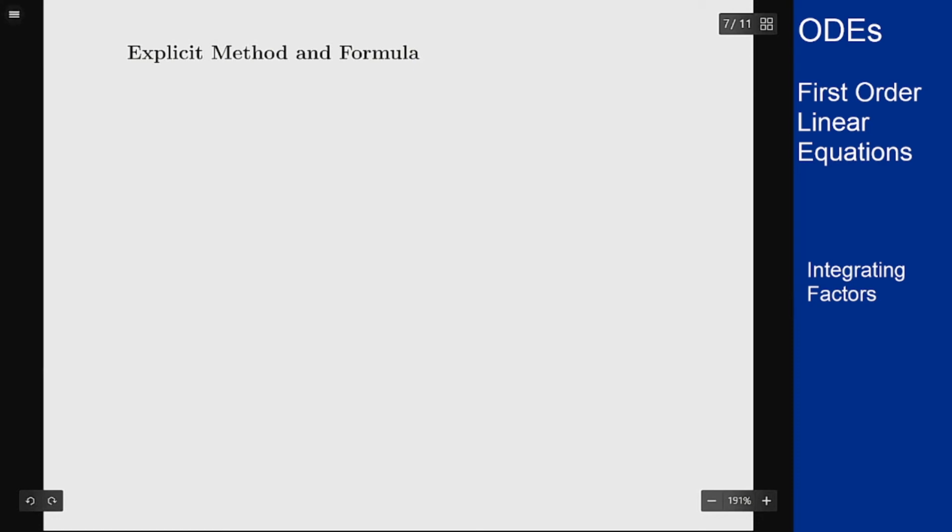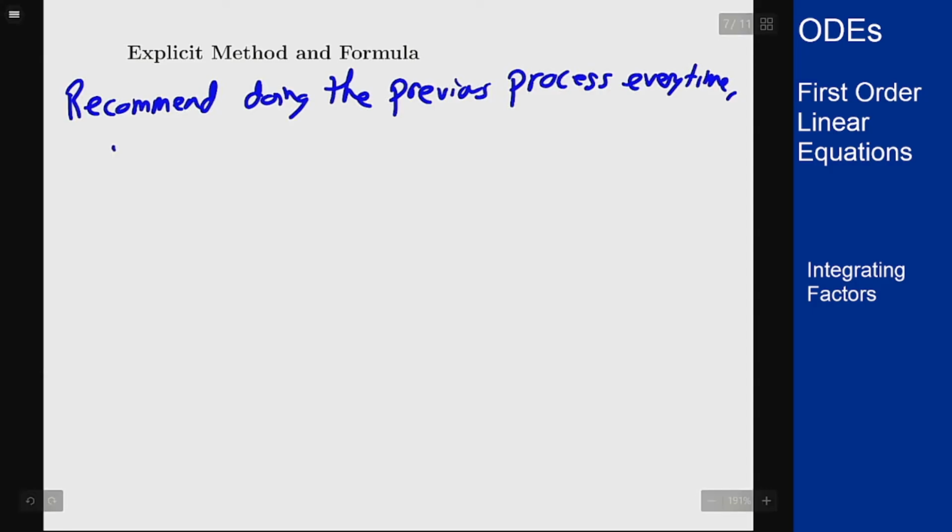Now, because this process works every time for every equation of this form, there is an explicit formula you can write for the solution no matter what the problem is. I would recommend against using this and just going through the same method every time, because that will get you more into how it actually works. But there is a formula if you want to see it, and most books will have it written there as well.